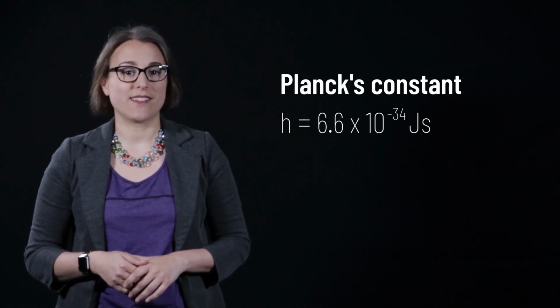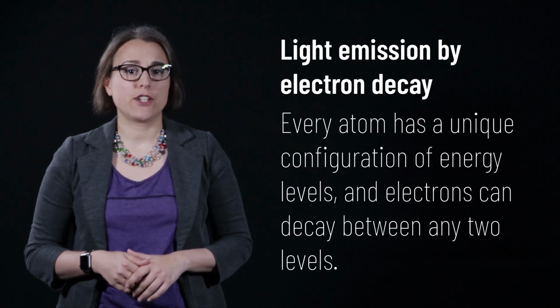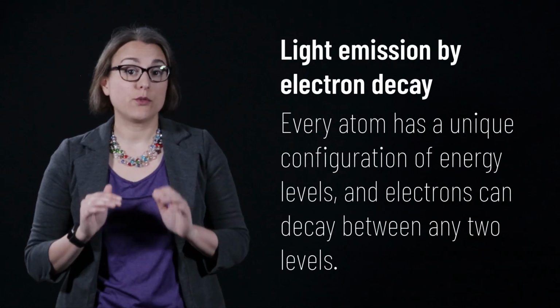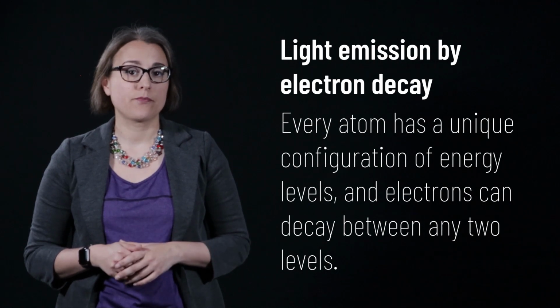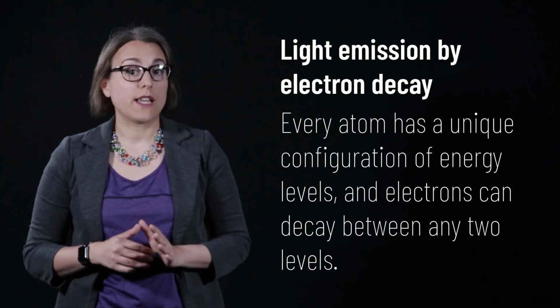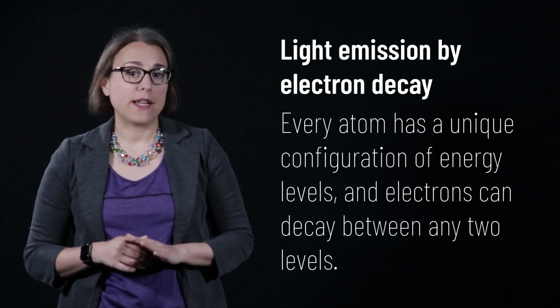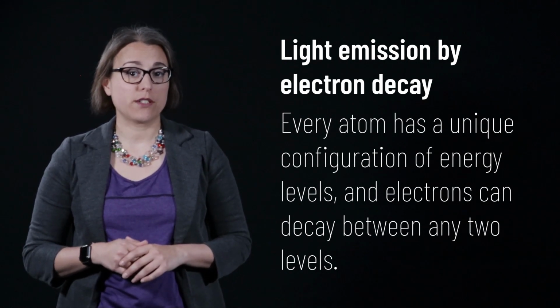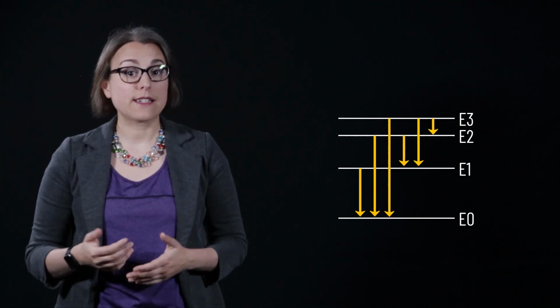Each atom, with its unique configuration of energy levels, has a unique spectrum of light that can be emitted during electron decay. It's possible for electrons to decay between any two levels, meaning that many different frequencies of light can be generated. An atom with 4 energy levels, 1 ground state, and 3 excited states, represents 6 possible transitions and 6 different frequencies of emitted light.